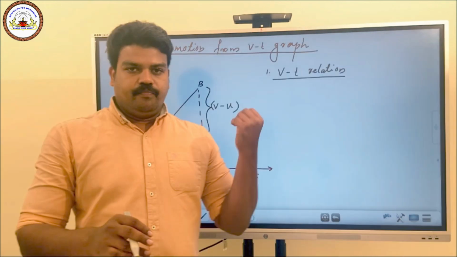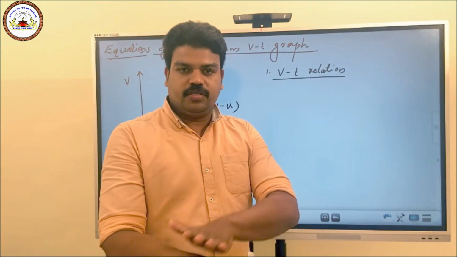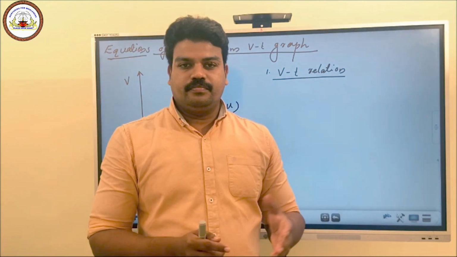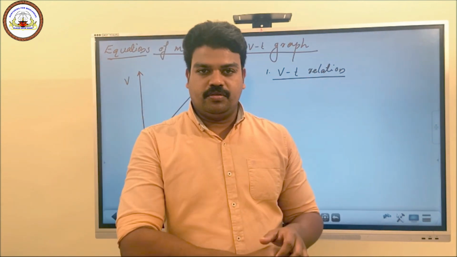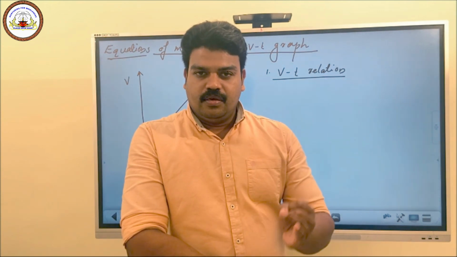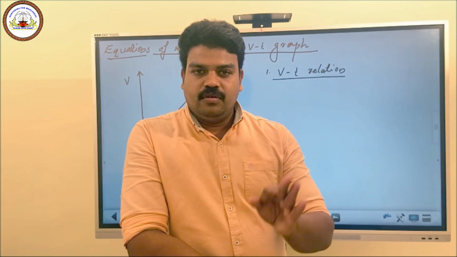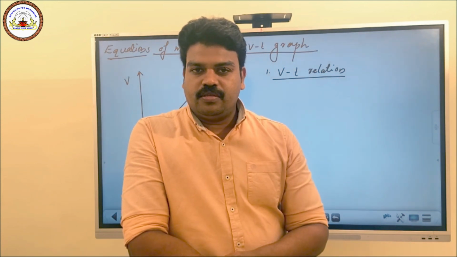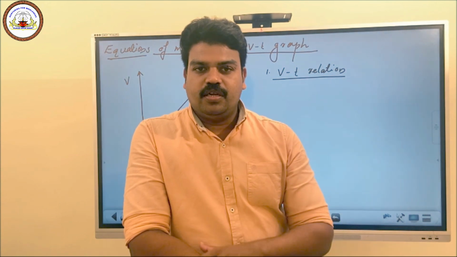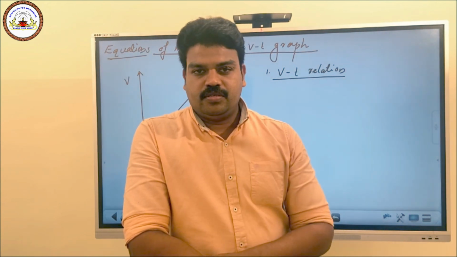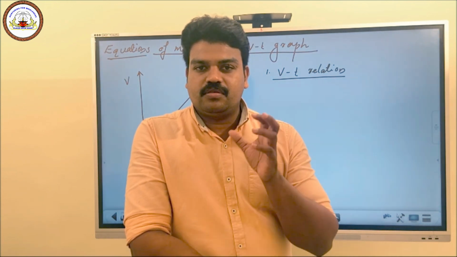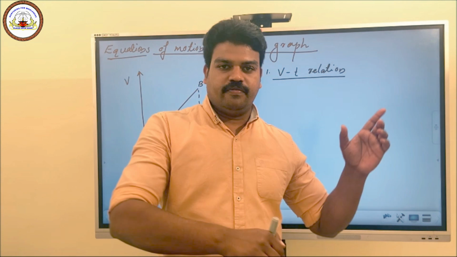Okay. With the help of velocity time graph, we can derive the kinematic equations, the well-known equations: v is equal to u plus at, s is equal to ut plus half at square, v square is equal to u square plus 2as. They are the velocity time relation, position time relation, and position velocity relation. We can derive these relations on the basis of velocity time graph.